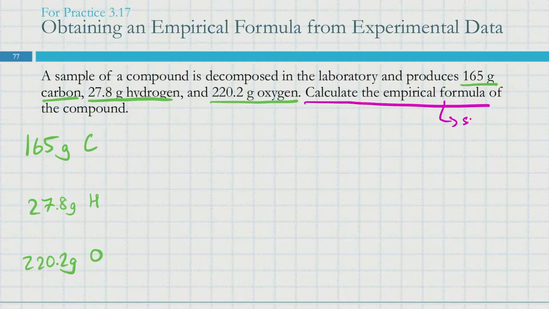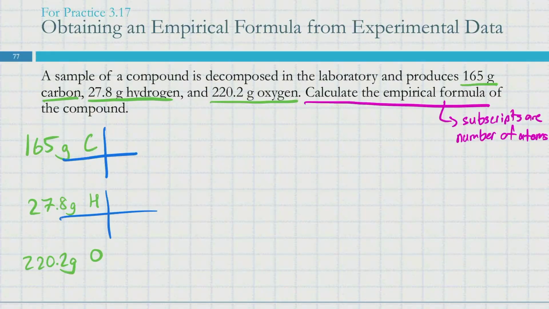The formula has subscripts. Those are not based on mass. They're a number of atoms or moles of atoms. So we can't just go directly from grams to an empirical formula. We have to get to numbers of atoms because our atoms are different sizes. So our second step in the process, we need to convert our grams to moles. We're going to do that by dividing by the molar masses.